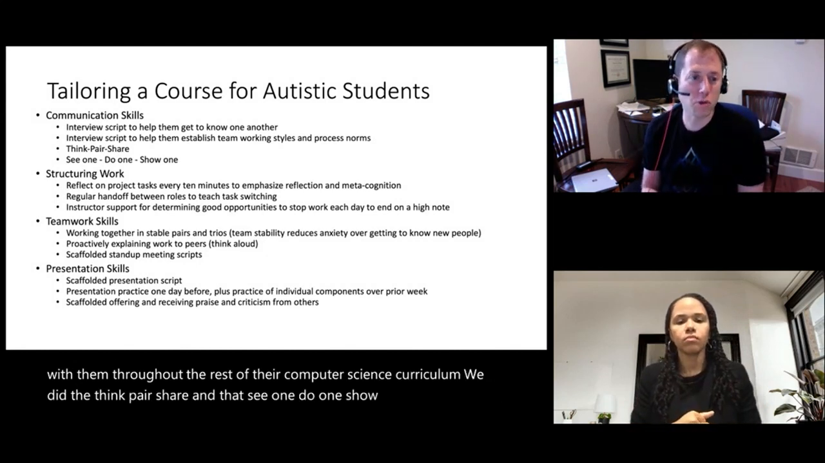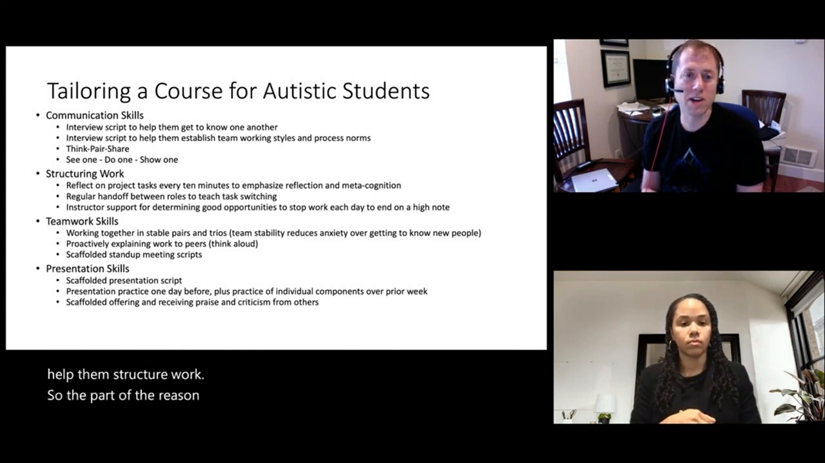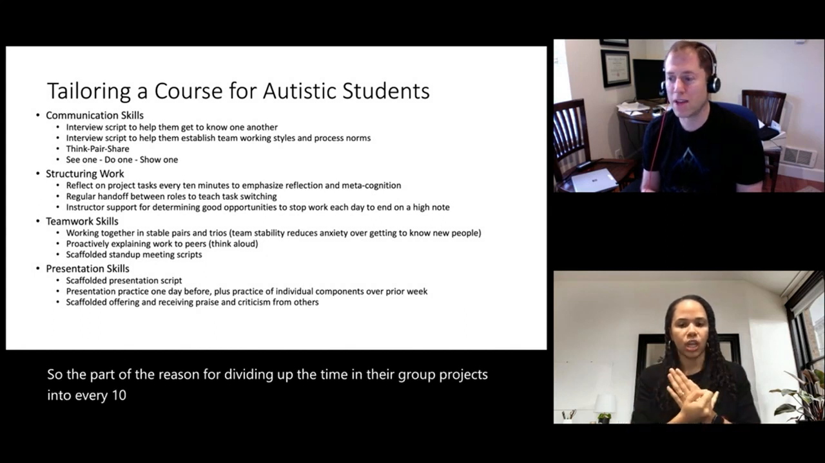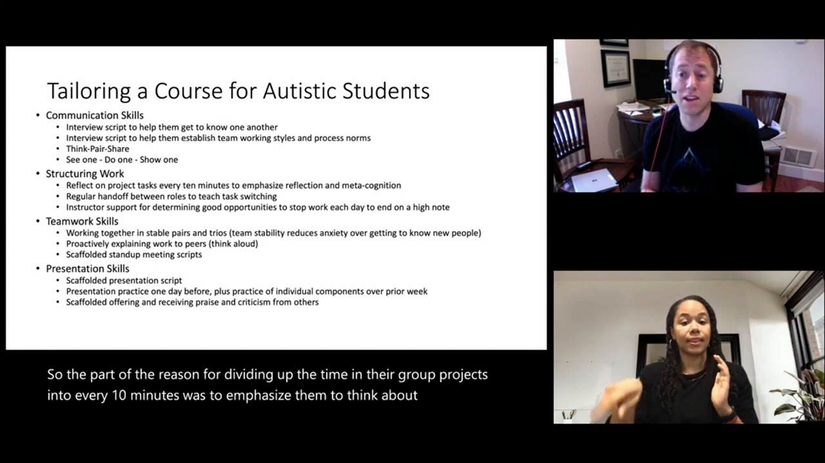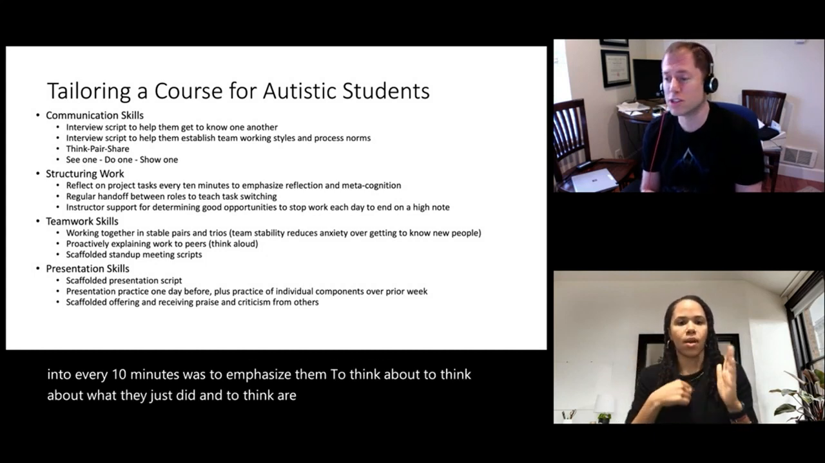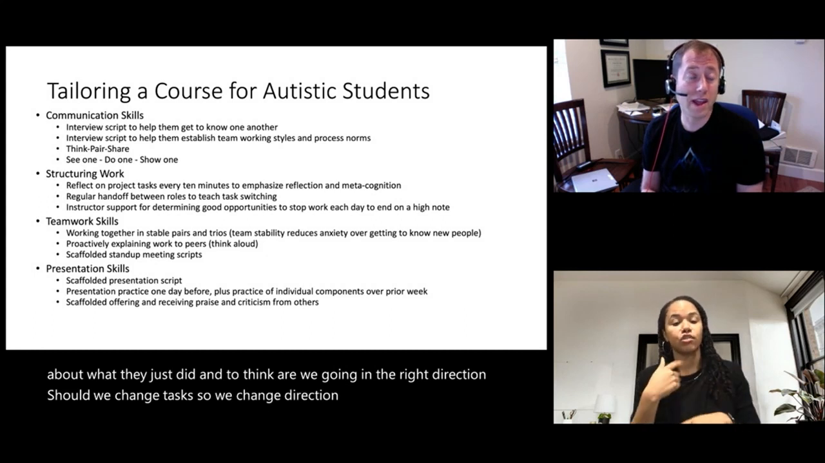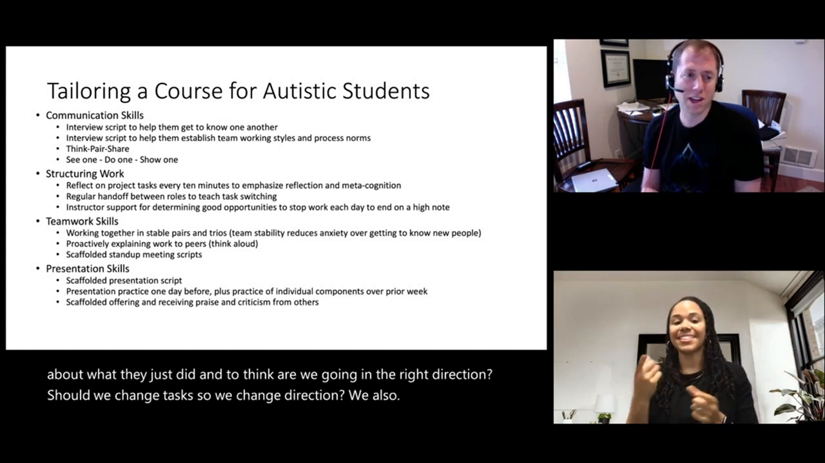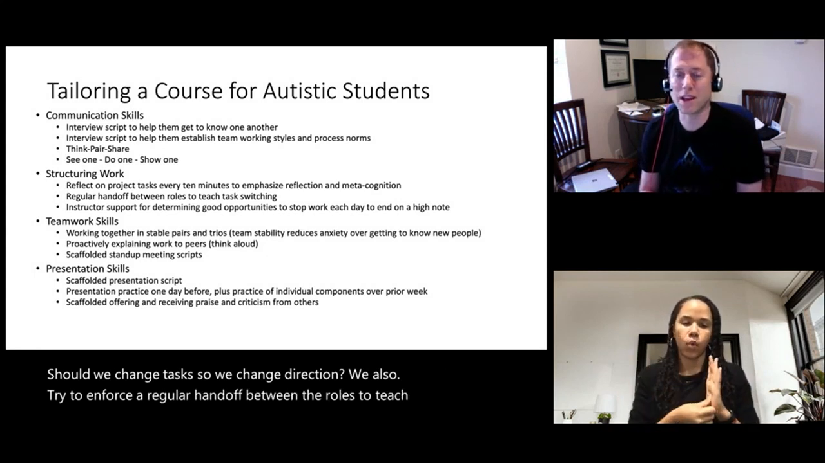We also helped them structure work. Part of the reason for dividing up the time in their group projects into every 10 minutes was to get them to think about what they just did, and to think, are we going in the right direction? Should we change tasks? Should we change direction? We also tried to enforce a regular handoff between the roles to teach them how to switch tasks and prioritize and plan.